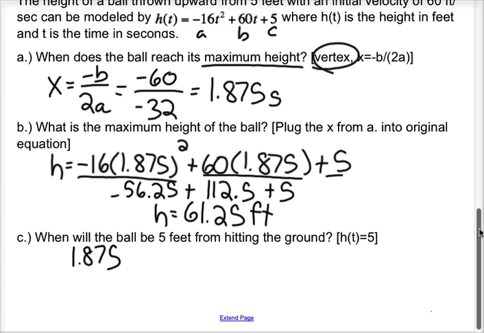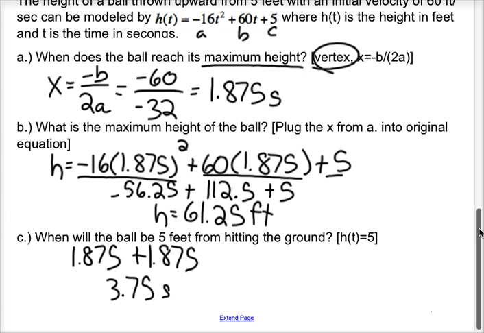Now, to get back down to that same height, it is going to take another 1.875 seconds. So essentially, all that's happening is to get back down to the same height on the other side of the parabola, we're essentially just doubling that distance. So it's going to take a total of 3.75 seconds to make it back down to that 5 feet that it started at.